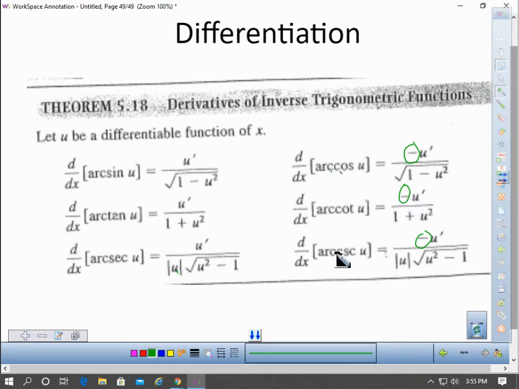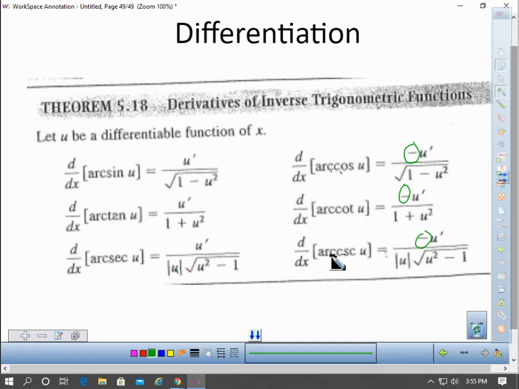And then same with arc cosecant, it is the same as the derivative of arc secant, except the arc cosecant has a negative sign. So once you know these three, then you got these three. You just have to know who matches with who. Okay, and it's always the same. Sine and cosine, tangent, cotangent, secant, cosecant.